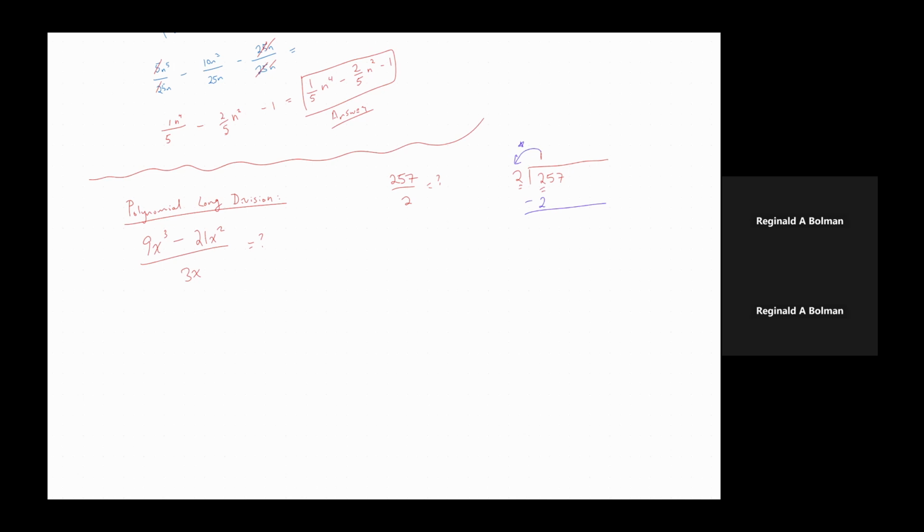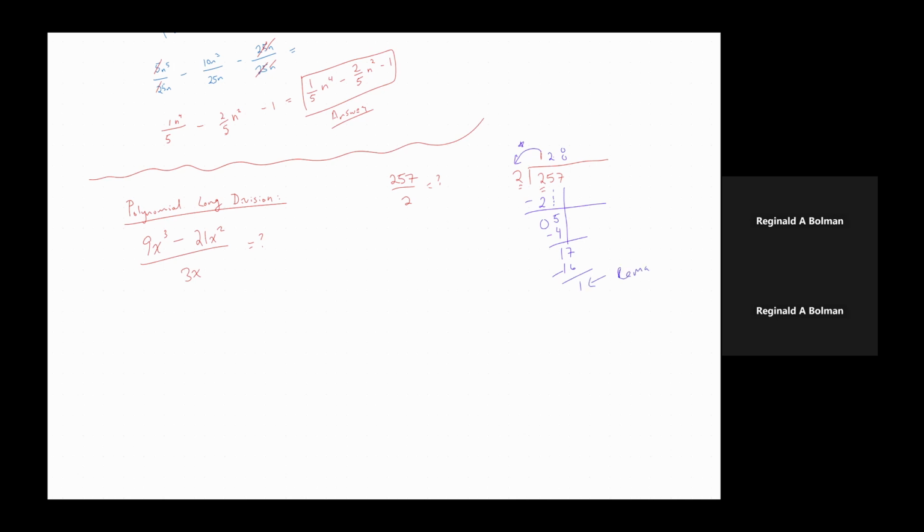At that point, you drop the 5 down. Then you ask yourself, how many times does 2 go into 5? Well, 2 goes into 5 2 times. 2 times 2 gives you 4. Subtract. 5 minus 4 gives you 1. Drop down your 7. 2 goes into 17 8 times. 8 times 2 gives you 16. Subtract, and you get a remainder of 1.